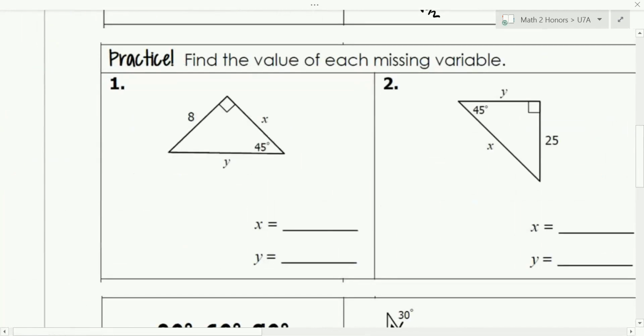So number 1 here, we have a 45, 45, 90 right triangle, and we have 2 missing values. Maybe one of them would be easy to come up with. X is 8. Why?